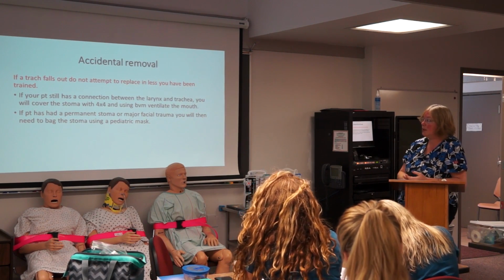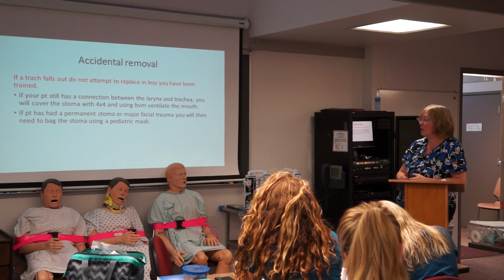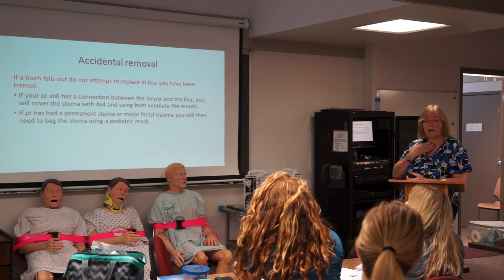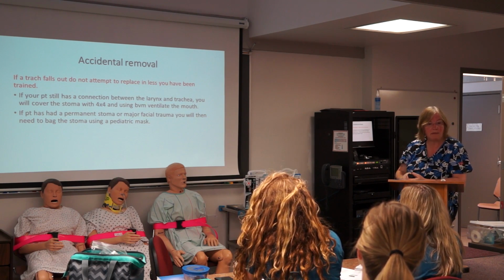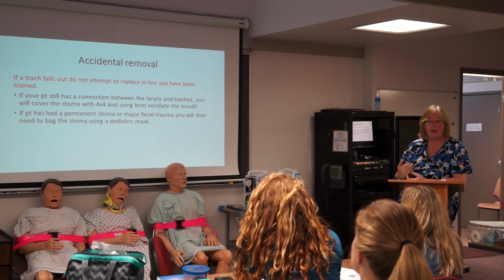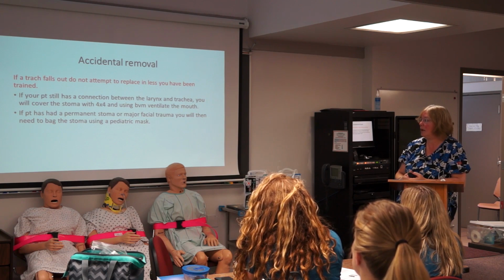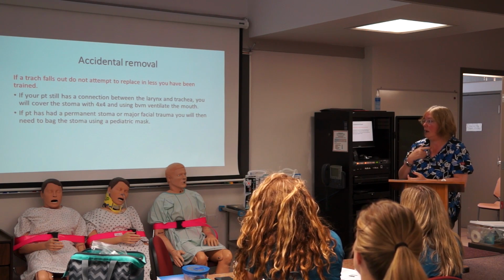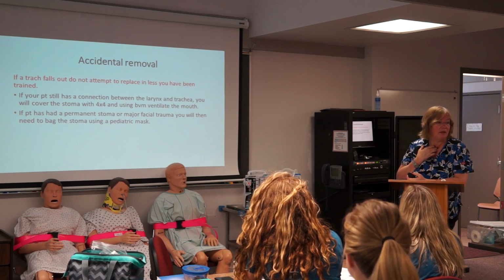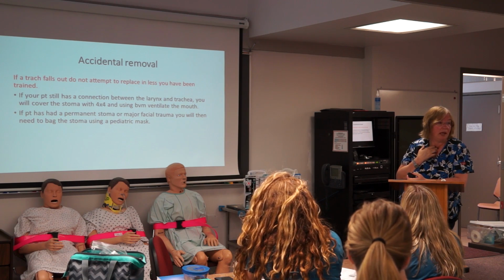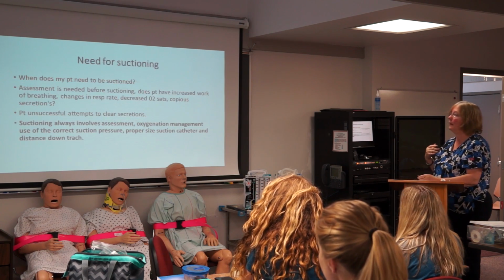So if my trach does come out and I still have a connection between my larynx and my trachea, I want to cover the trach site and bag valve mask my patient, okay? If I've had a patient that has had some kind of surgical intervention and has had their larynx removed, then I'm going to bag valve mask directly over their stoma, okay? Or if I have somebody that has a severe facial trauma, right?